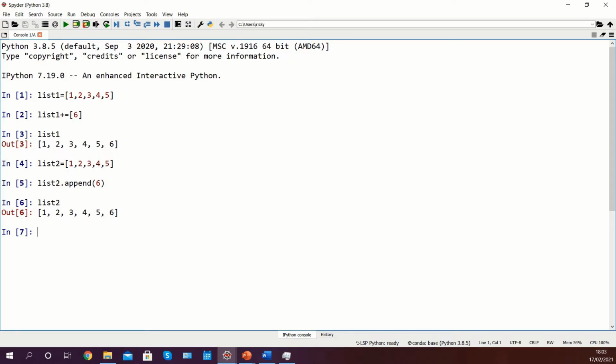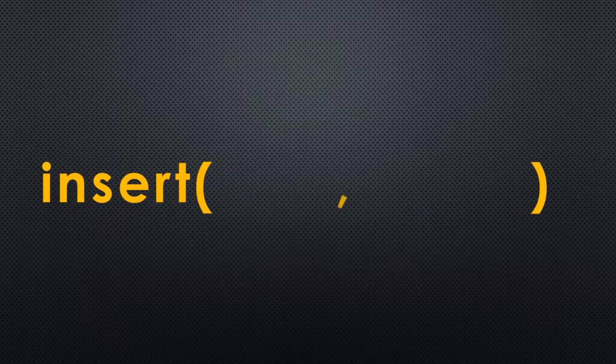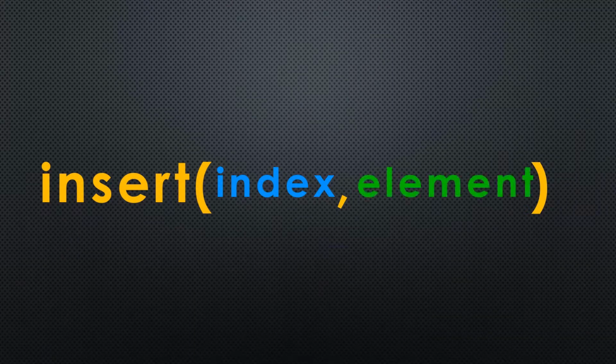But what if we want to add an element to a list somewhere other than at the end? Well, that has another very easy command called insert. The insert command works by taking two inputs. The first is the index of the position where we want to add the new element, and the second is the element we want to add.